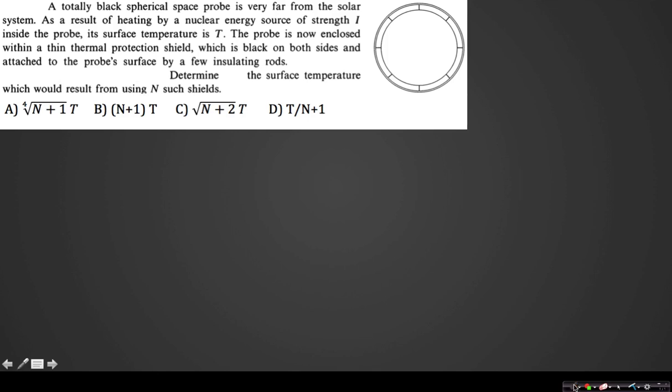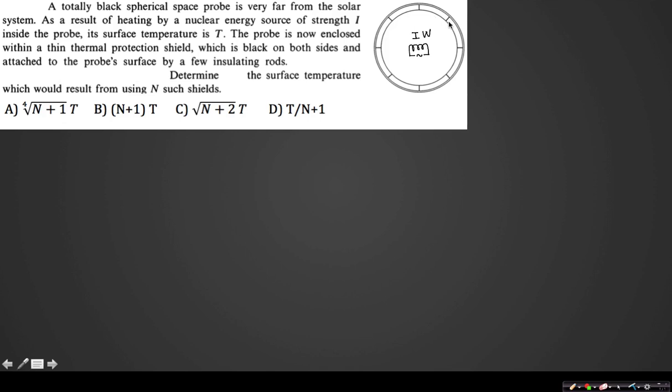So the question says that this is a probe or any space shuttle, something like that, and inside there is a power source, and it says that the power source is some nuclear energy, suppose, whatever it may be. So I have assumed it to be a power source, and this is constantly supplying I watt power.